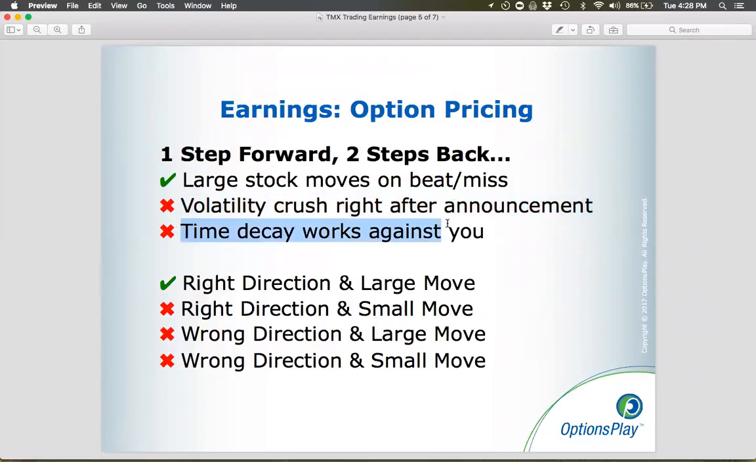The other thing is time decay or time value is always working against you. Because you can't stop time from moving forward, time decay is always going to erode at the value of the option that you've purchased. So these 2 things are always working against you. What that means is that in order to profit trading options during earnings, you must have a very large stock move that's large enough that overcomes the money that you're going to lose to the volatility crush and the money you're going to lose to time decay.